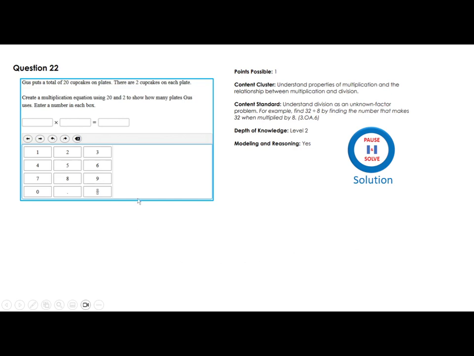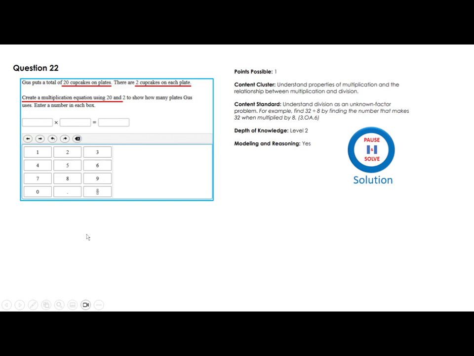Gus puts a total of 20 cupcakes on plates. There are 2 cupcakes on each plate. Okay, so 20 total, 2 on each plate. Create a multiplication. We need a multiplication equation using 20 and 2. So you have to use the 20 and 2 to show how many plates Gus uses.